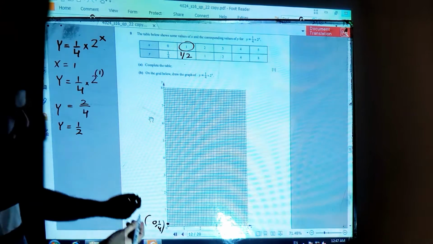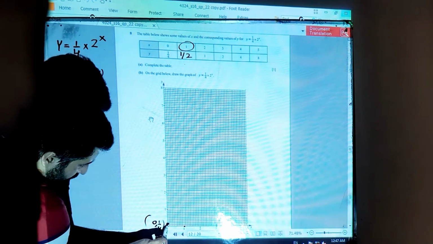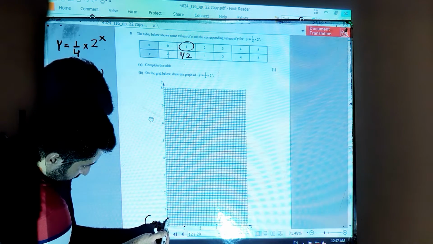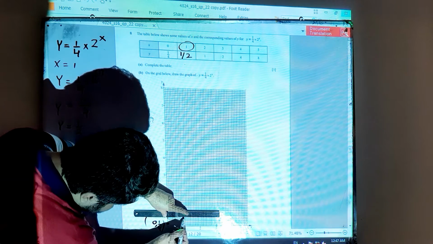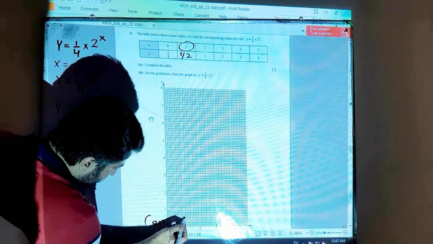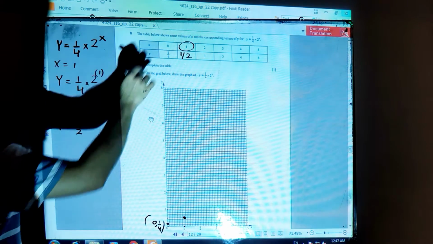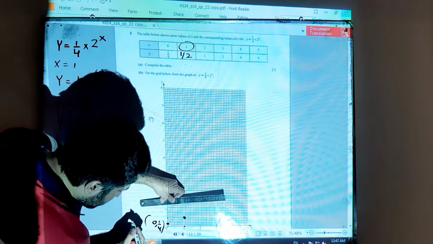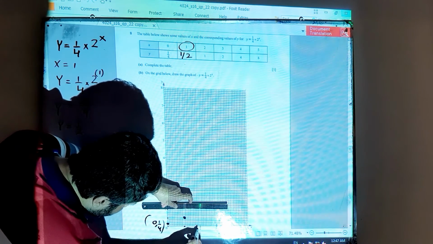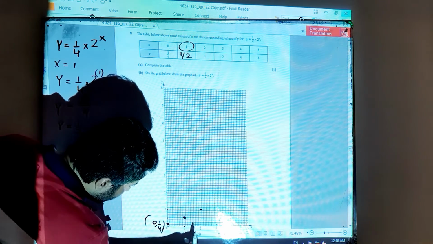Now the next point is, when x is 1, y is 1 by 2. 1, 2, 3, 4, 5. Because the graph needs attention, we need to draw it very carefully. This is your second point, 1, 1 by 2. When x is 2, y is 1. This one, right over here.